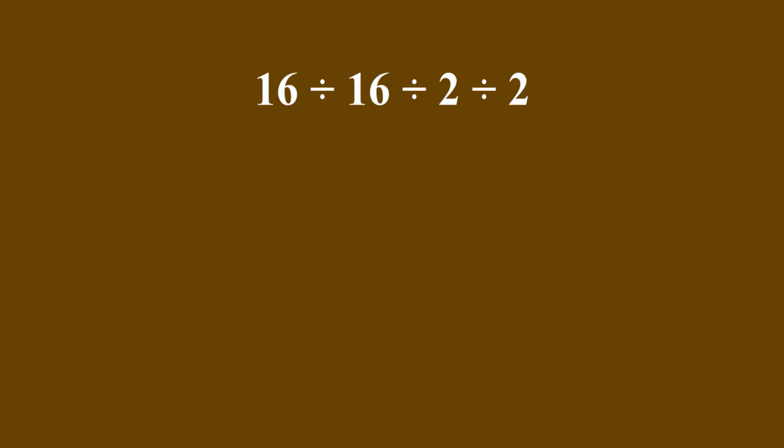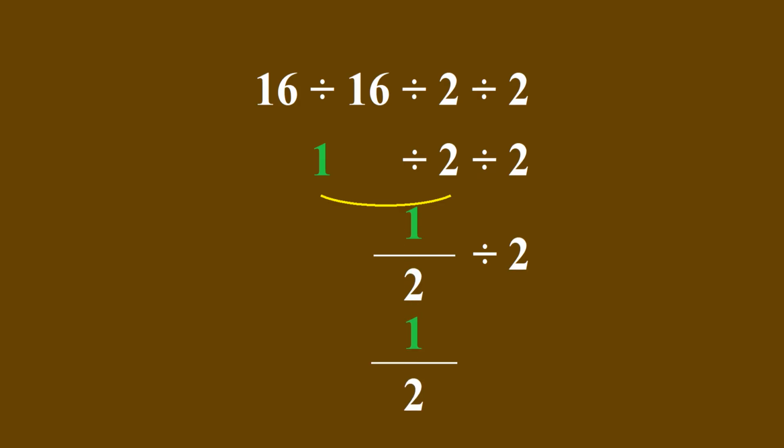So we have first this division, 16 divided by 16 equals 1. So we have 1 divided by 2 divided by 2, and we can write this part as 1 over 2 divided by 2. So we must keep the first fraction 1 over 2 and change division to multiplication times. Then flip the second fraction 1 over 2, which equals 1 over 4. And this is our final answer for this problem.